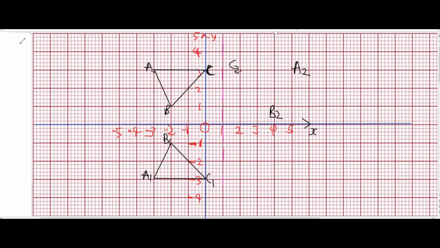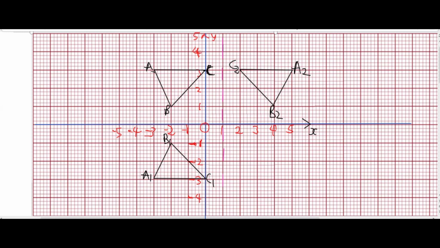And as well, we use a ruler to join the 3 positions together to form our image A2, B2, C2. And that will form the second image. So when we are done with this, we quickly do the last one. Okay, this is the second image.